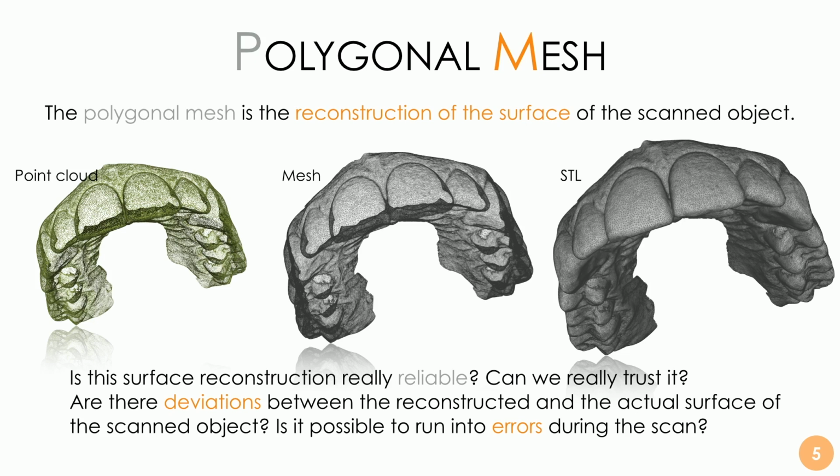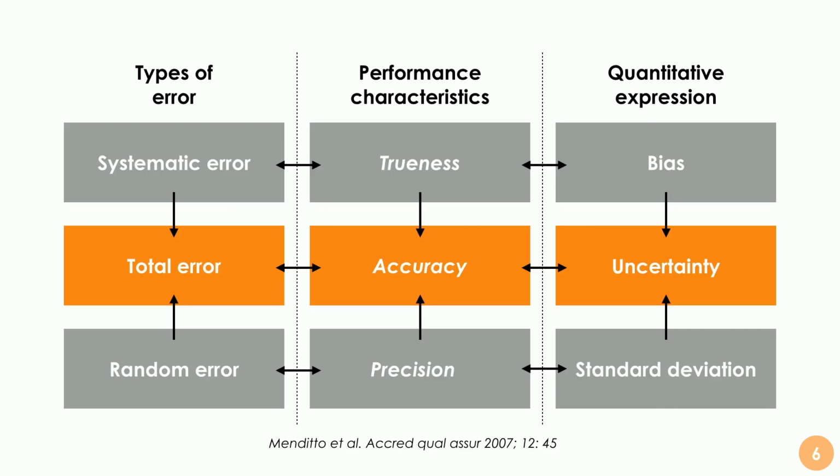But the question is, is this surface reconstruction really reliable for us? Can we really trust it? I mean, is it accurate enough, or is there any deviation between the reconstructed and the actual surface of the object? This is the most important question. What is the error? Is it possible to run into errors during the scan? And basically, the answer is yes, of course.